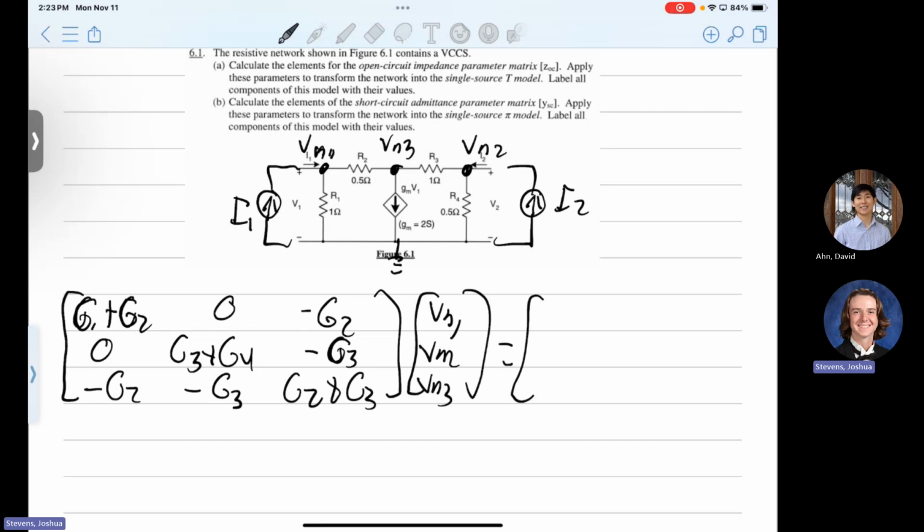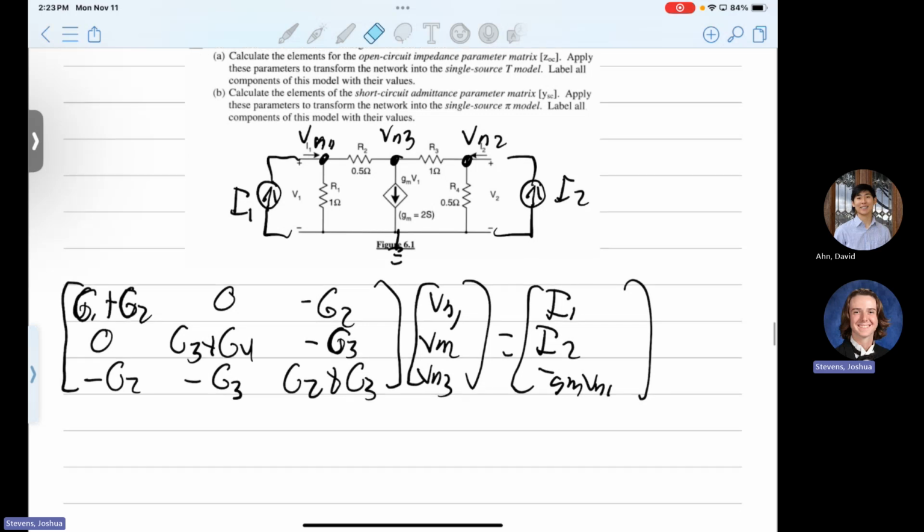The source going into VN1 is just I1. The source going into VN2 is I2. And the source attached to VN3 is negative GM times V1, which is the same as saying VN1. Do we agree there? VN1 and V1 are the same. Okay, so then we put in the values, and we get this.